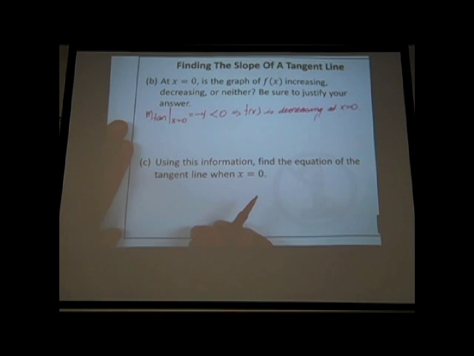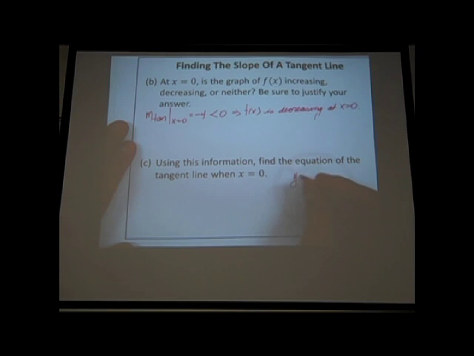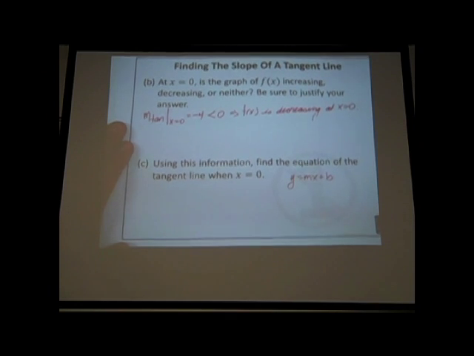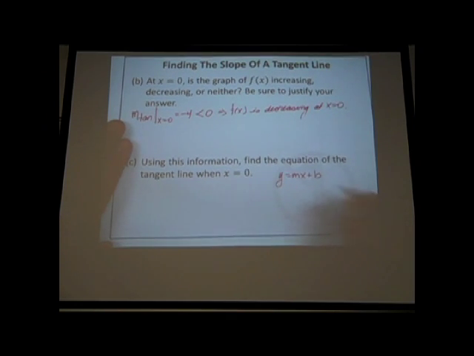C, using this information, find the equation of the tangent line. Well, we're going to be doing this a lot in AP Calculus as the year progresses. There were two ways that you learned to write lines in Algebra 1 and Algebra 2. y equals mx plus b is your slope-intercept form. Then we have y equals m(x minus x1) plus y1, which is your point-slope form. We're going to use point-slope form almost exclusively. So let's get used to that one.